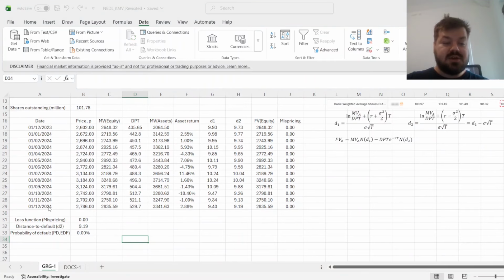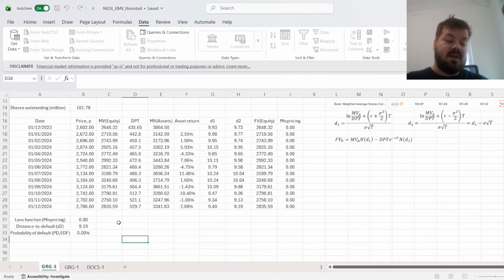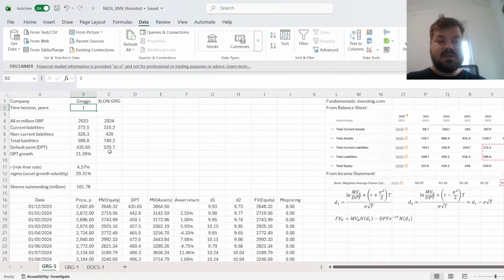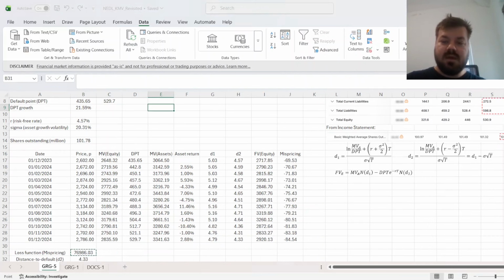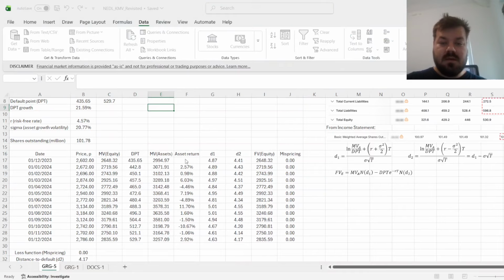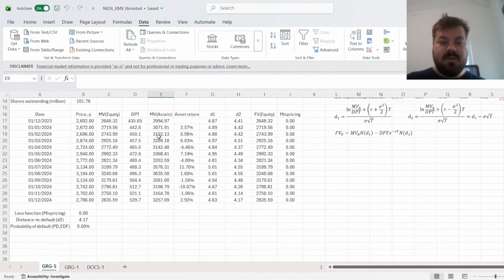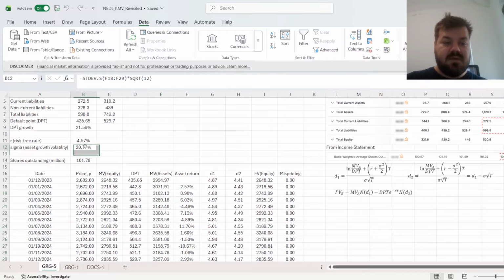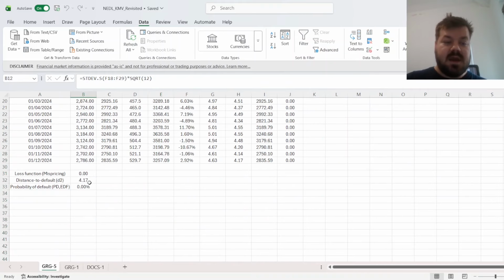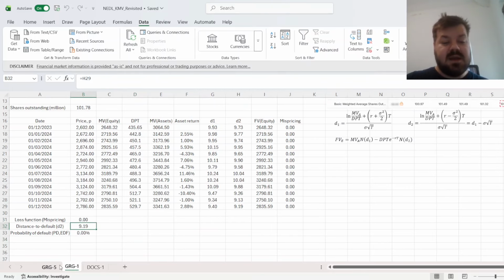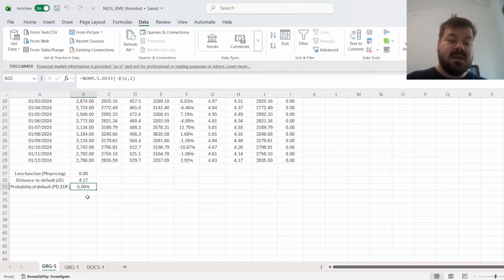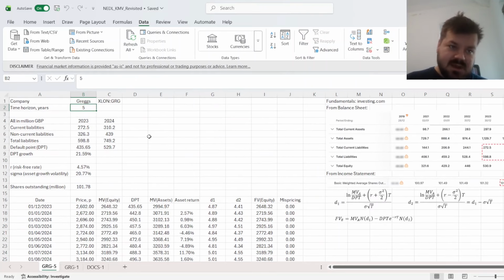For instance, we can just copy the sheet and change it to, say, 5 years. The only thing we need to do is input 5 here instead of 1 and run solver again. Here we see that now the market values of assets are different, the volatility of assets is slightly different, and now the distance to default is 4.17, unlike here it was 9.19, so distance to default is smaller, but it does not contribute meaningfully to the probability of default, really. So even over 5 years, Greg's is very solid. Greg's is very unlikely to default.